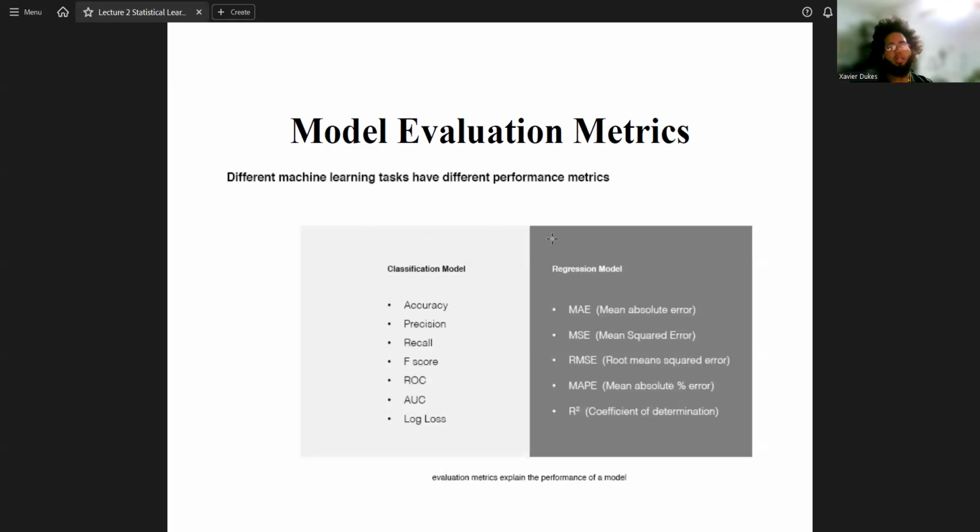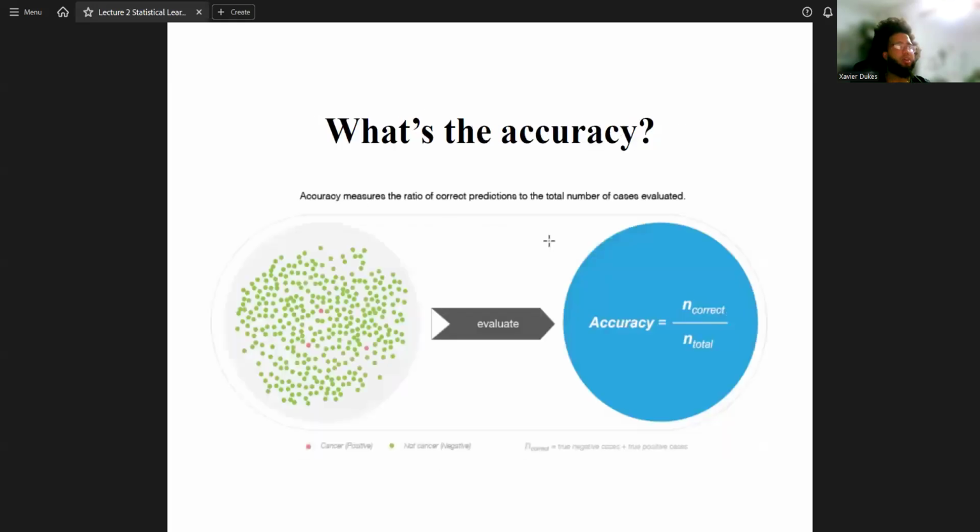Again, this is just the things we went over on the last slide: accuracy, precision, recall, and F-score. Accuracy is the number of correct outputs over the total number of predictions made or the cases evaluated.